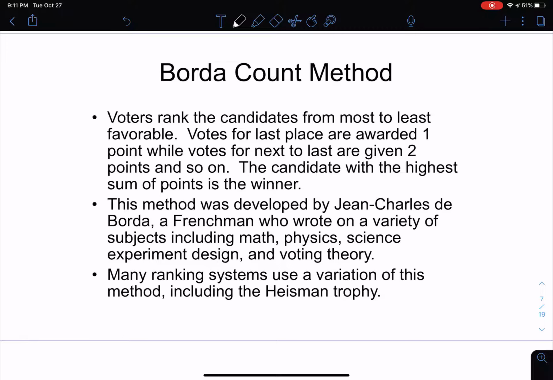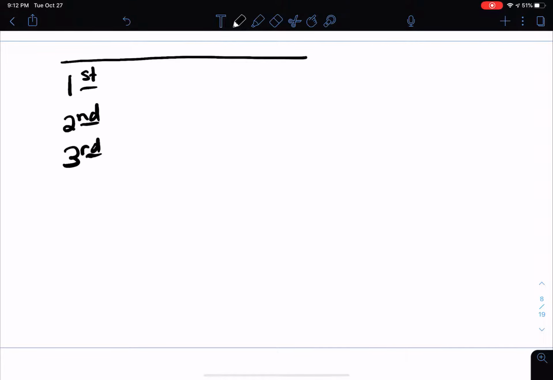So let's go back to the chart I made a few minutes ago where we were talking about the plurality method. And let me rewrite the chart here so we have it. We had first, second, third place votes. And we had 2 people that voted FGY. We had 1 person that voted GYF. And we had 4 people that voted YFG.